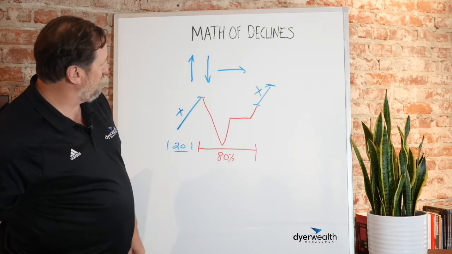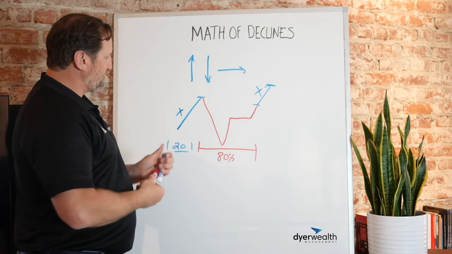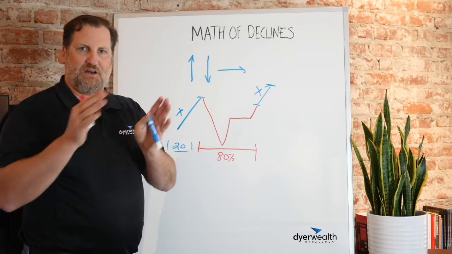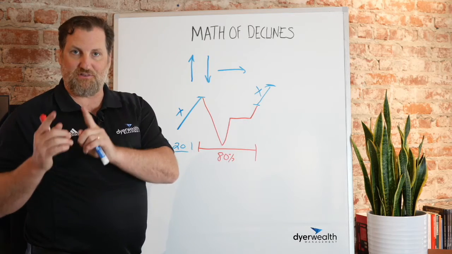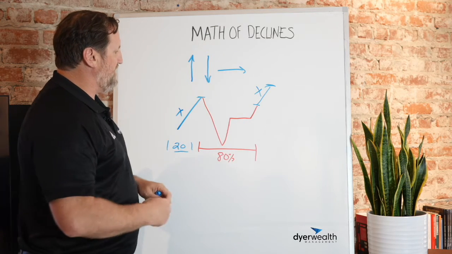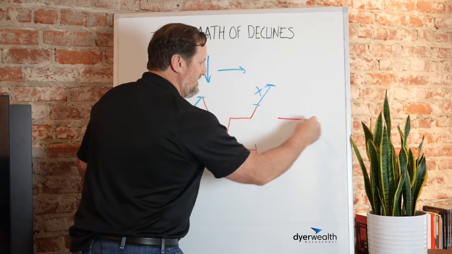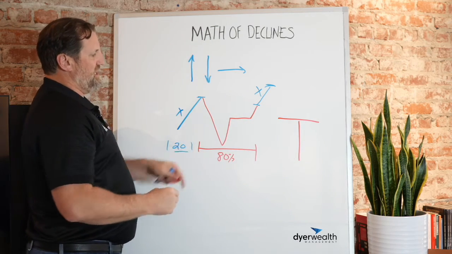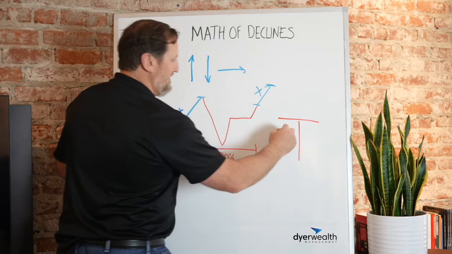All right, so I'll come over here. I tell you what, we're going to go through the math of losses and the amount of break even. So we're going to outline and define these declines, and I think you might find it interesting. So let's just say this decline here was a 10% decline.